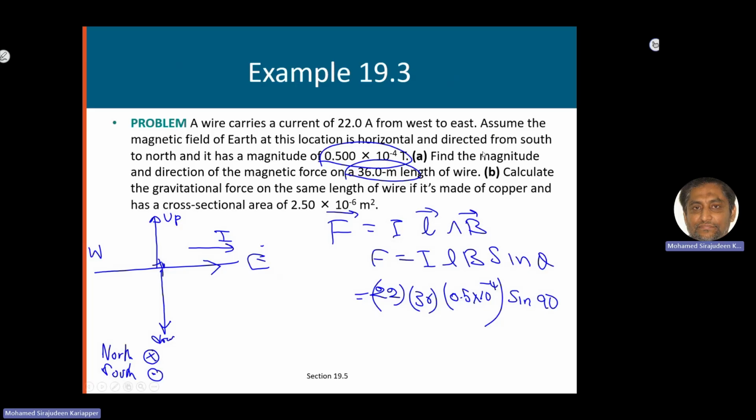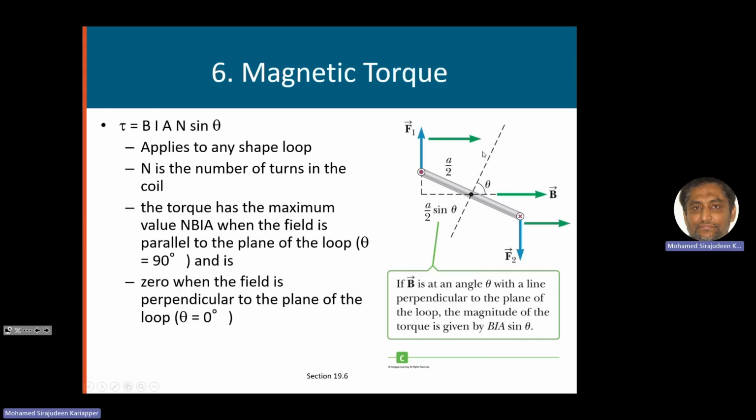So we did this. We are coming to a new section. This is a very important section. It's getting a little bit complicated. Now what happens? We have a current carrying loop. It's a closed structure, so it's a loop, and we send a current through it.